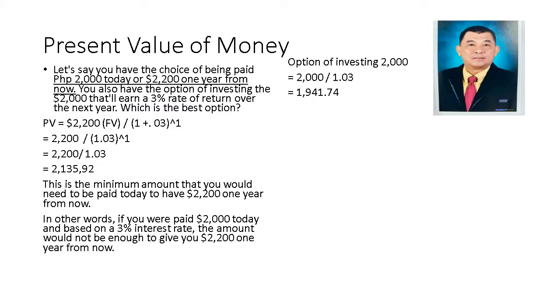All right, let us continue again. Let's say you also have the option of investing 2,000 that earns 3%. So 2,000 is the future value, divided by 1 plus 0.03, and it gives you this one. What is the next option? If you are going to invest 2,000 that earns 3%, this is another option. Meaning to say, the option of investing 2,000, after a year, it will just be 1,941. Okay? So, that is the decision.